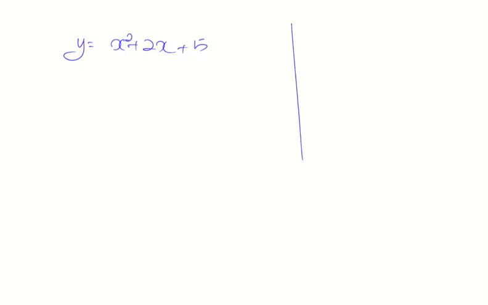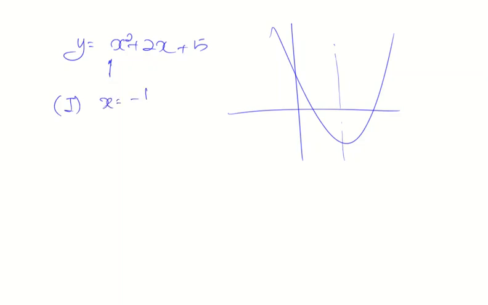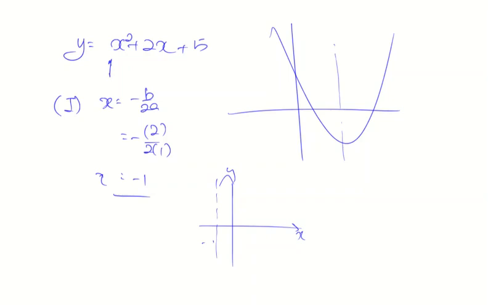First step is, it's a minimum point, because this is a positive. We want to find the axis of symmetry. Step number 1, x equals negative b over 2a, negative b over 2 times 1. So the answer is negative 1. So it should be like this, x equals negative 1.